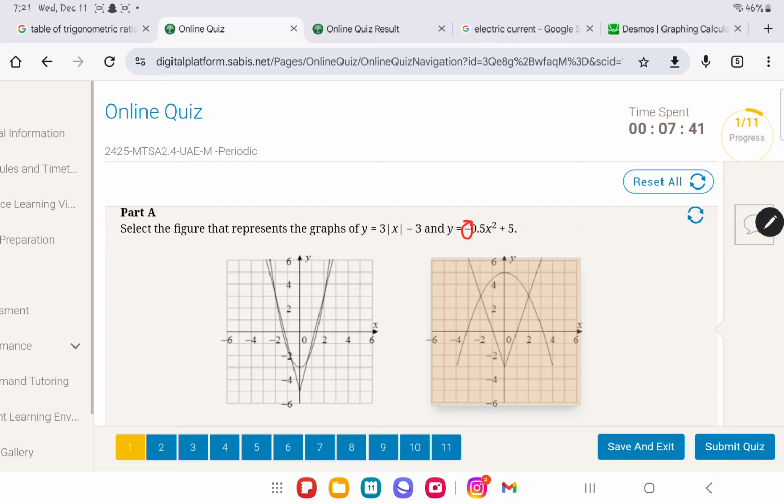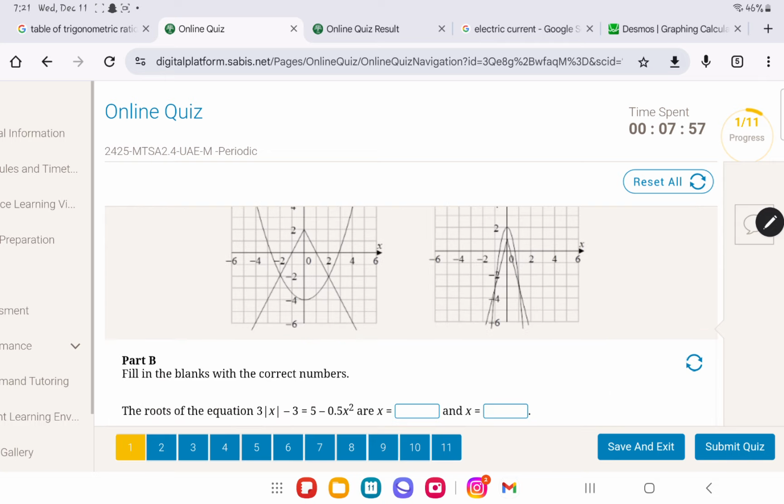However, it's multiplied by a negative, so it's going to be flipped, okay? And plus 5, so it will ascend 1, 2, 3, 4, 5. So at 5 points, it ascends. And then this is the correct graph.